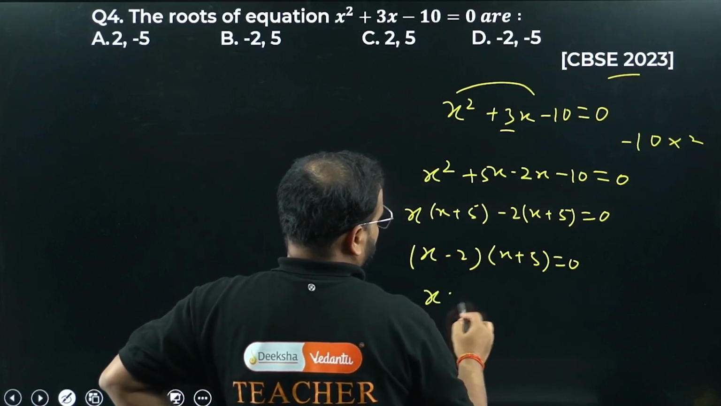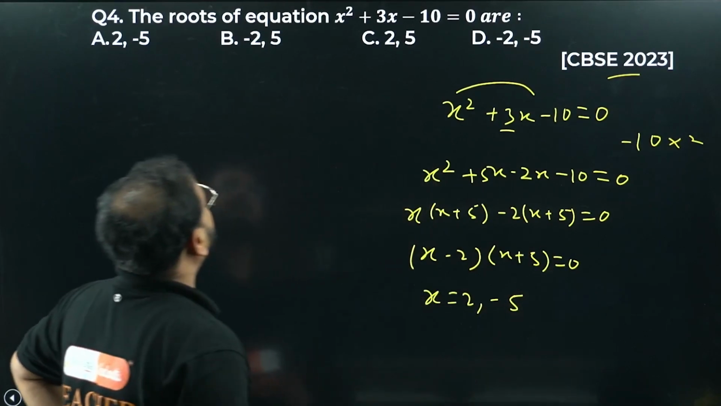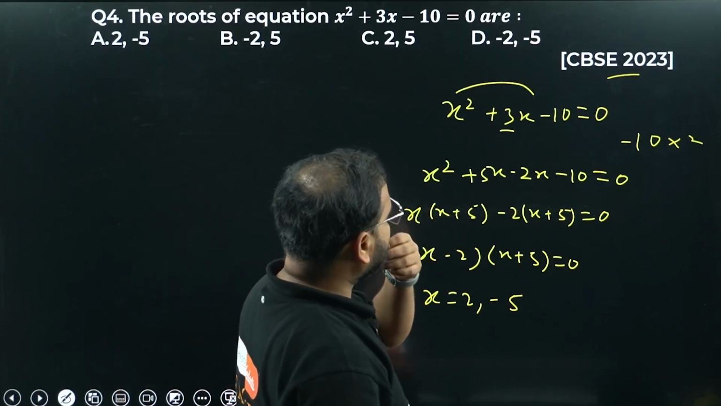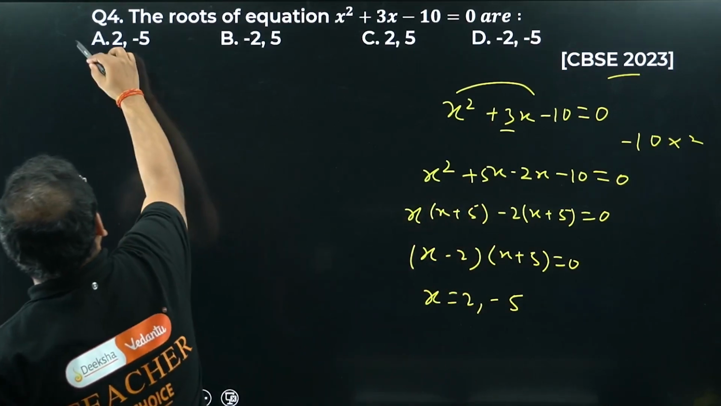So x value is either 2 or minus 5. 2 or minus 5, right? Correct, no? 2 or minus 5? Yeah. So option number A.